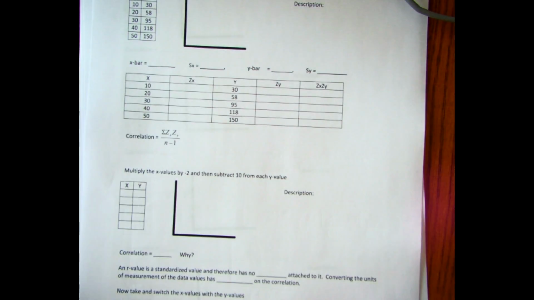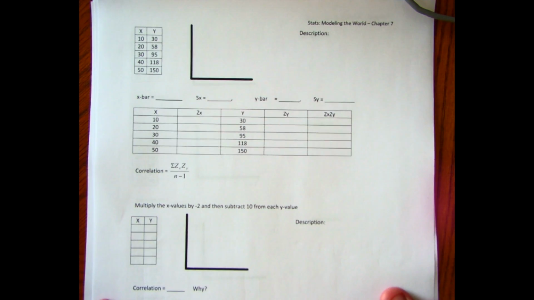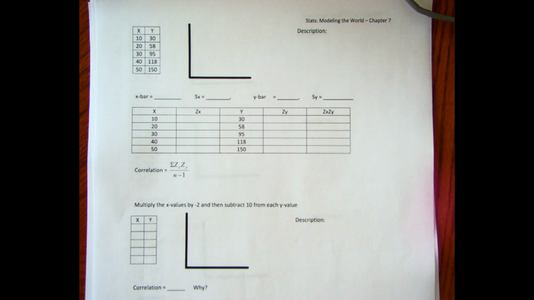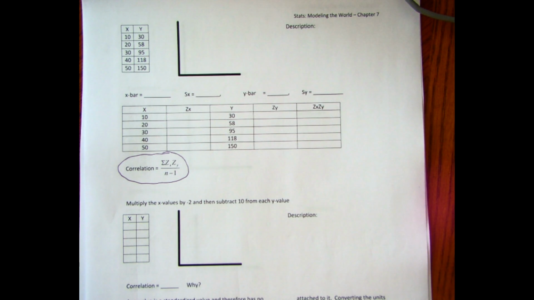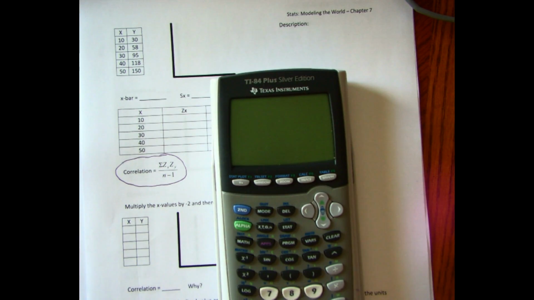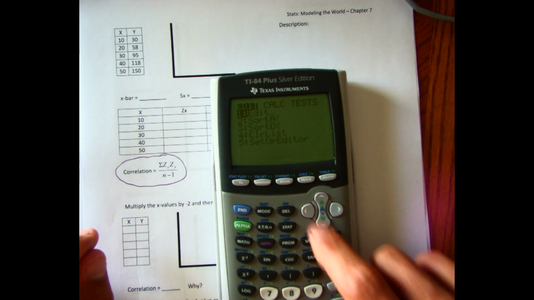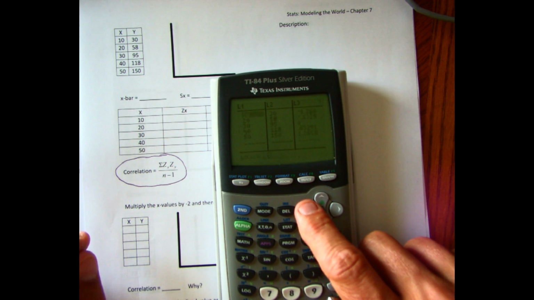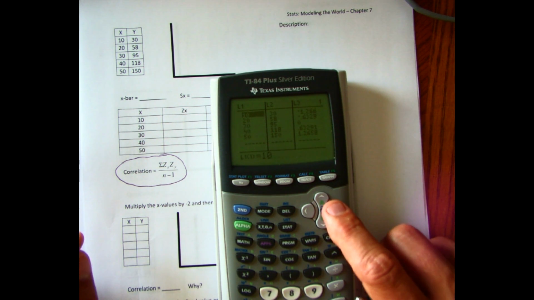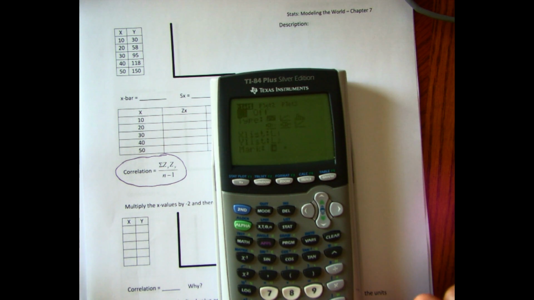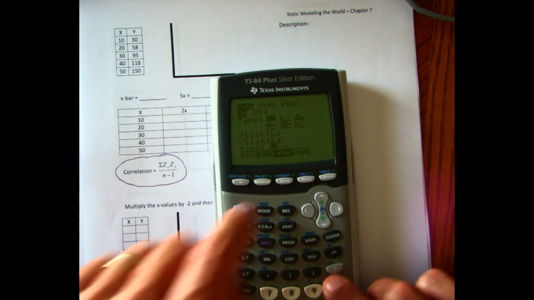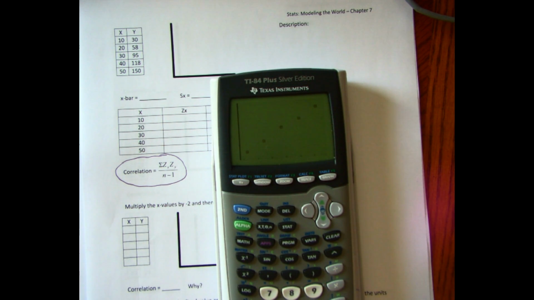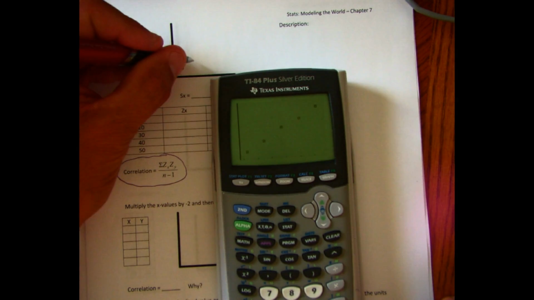Okay, so I'm going to go through how to calculate correlation, and it's this formula here that's on your AP formula sheet. So if I put these points in my calculator, I have them in L1 and L2, and I go to stat plot, and I turn stat plot 1 on, and I put it on scatterplot, and I go to zoom 9. There is my scatterplot. So it looks like this.